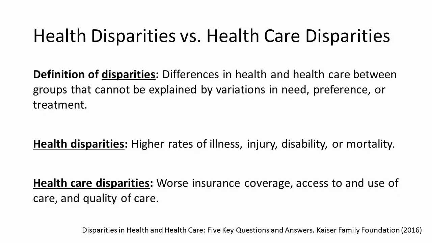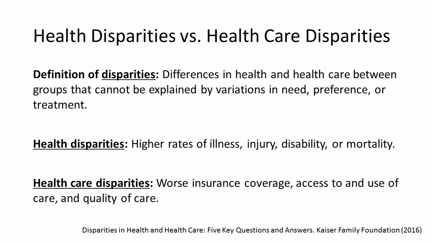So I want to start off with a definition just to get us all in the right mind frame. We've been talking here about disparities, and I'll add another definition to it. I'm going to define disparities as the differences in health and healthcare between groups that cannot be simply explained by the variations in need, preference, or treatment. There are two types of disparities I think we could unpack a bit. One is health disparities, which Dr. Nesbitt has really adequately described here, which is high rates of illness, injury, disability, or mortality that happen in certain populations. The other way to think about this is healthcare disparities.